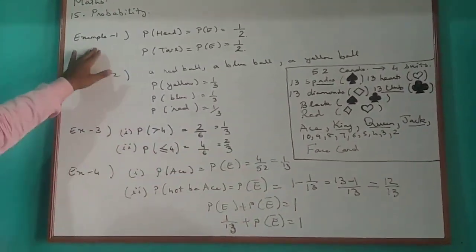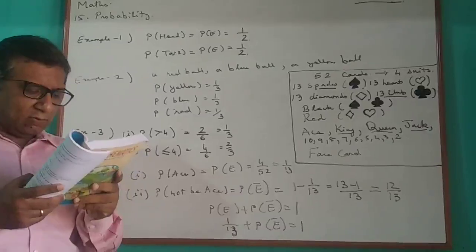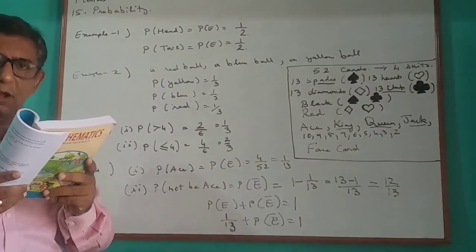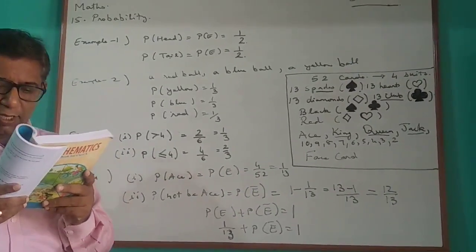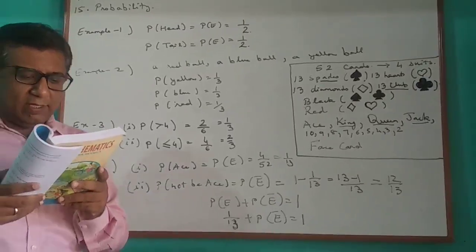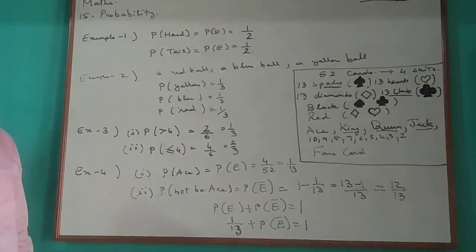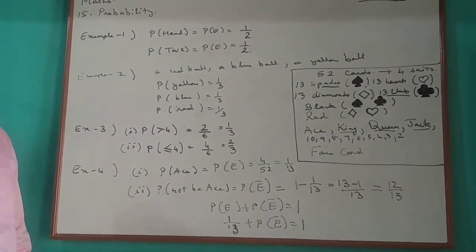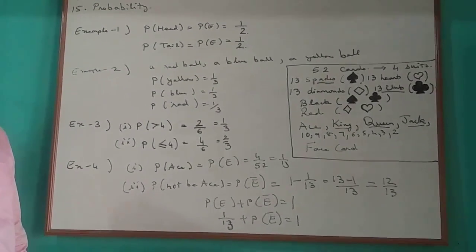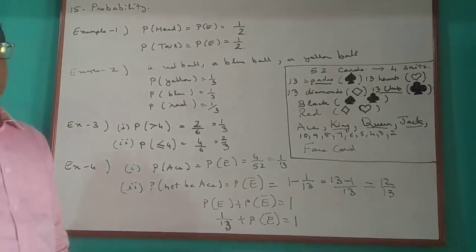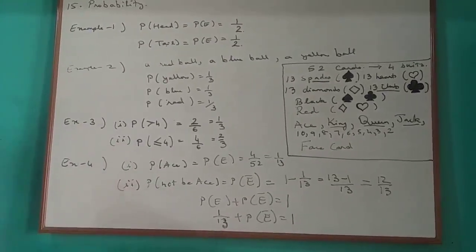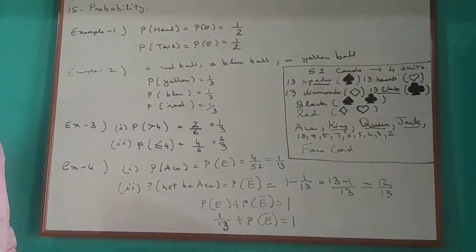The very first example is, I'll read the question: find the probability of getting a head when a coin is tossed once. Also find the probability of getting a tail. Now, as you know, we are tossing a coin. When we toss a coin, it has two outcomes. The total outcomes are two: one head and one tail.